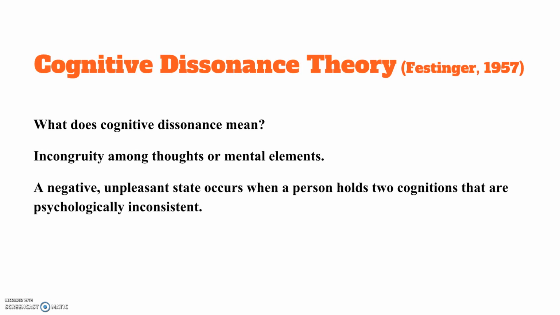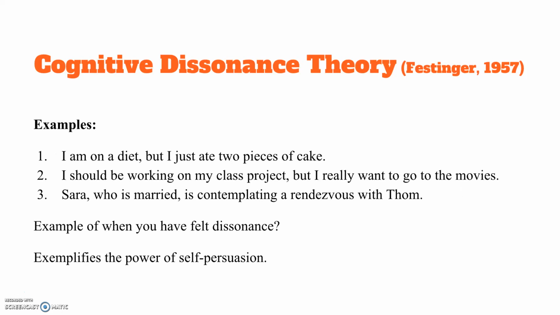So you have the word cognitive, which is thought, and dissonance, which means that you're not in sync. So we can say that it's a negative, unpleasant state that occurs when a person holds two cognitions that are psychologically inconsistent with each other. So let's take a look at some examples, right?